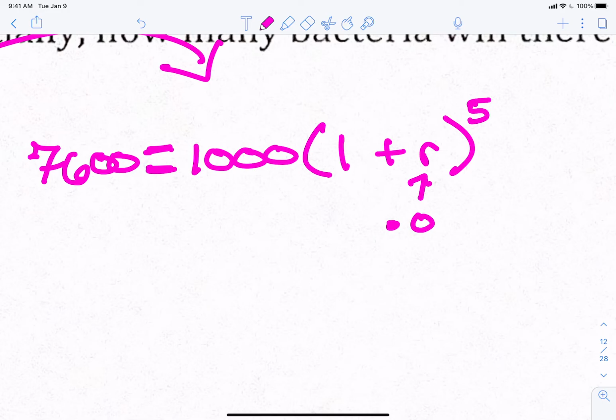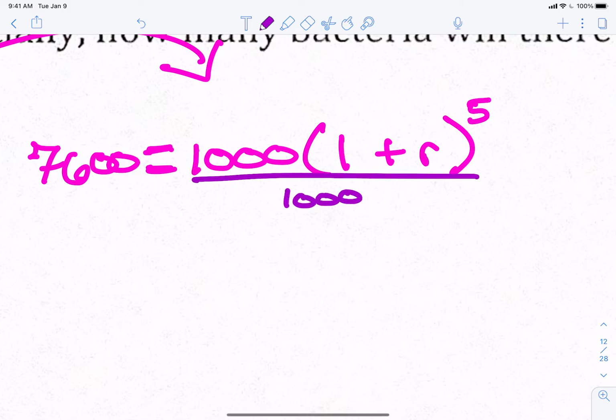Oh, wait a second. We don't have to guess. Can we just solve this thing? Yeah, I was gonna say, can't you? Because R is not an exponent. We could just solve this thing. How do we solve it? You have to distribute the 5. No, we can't distribute the 5. Divide by 1,000.